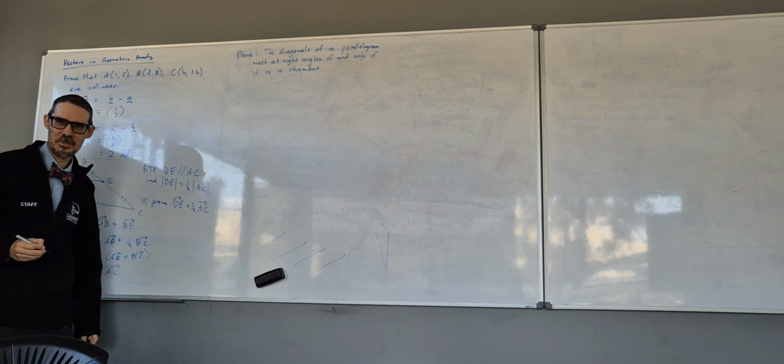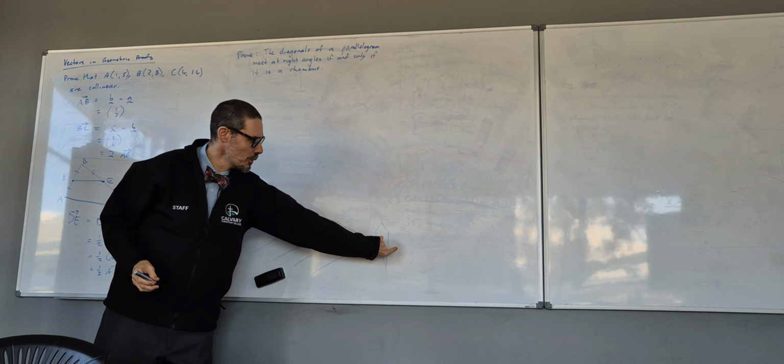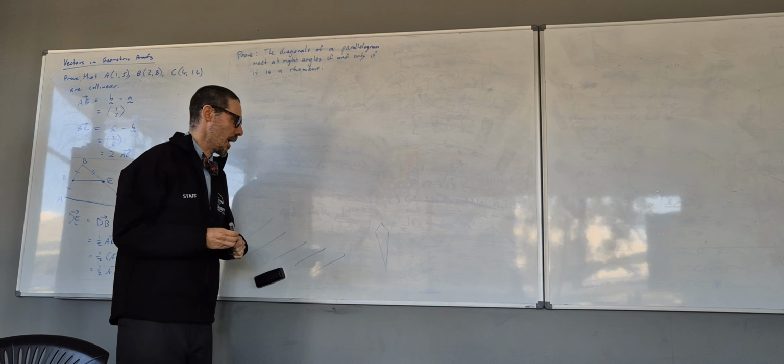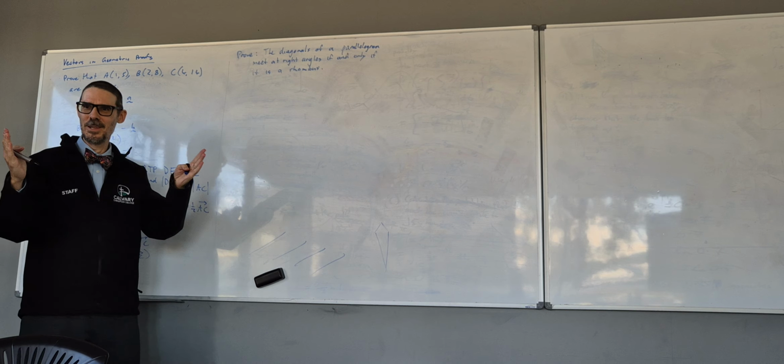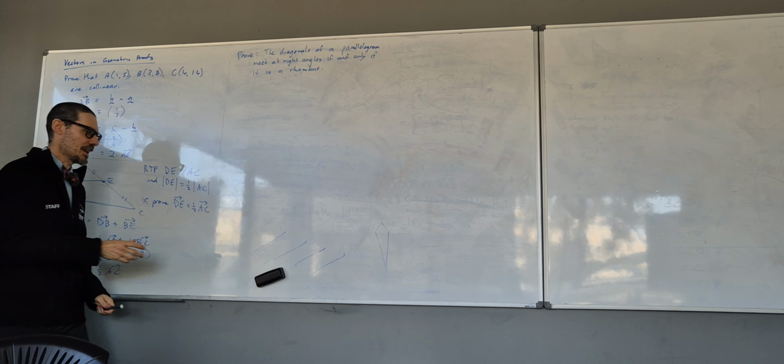Oh, never mind. So a kite has 2 adjacent sides equal. A parallelogram has 2 opposite sides equal. And a rhombus and square have all 4 sides equal. I imagined it like symmetrical. Yeah, it doesn't have to be that.